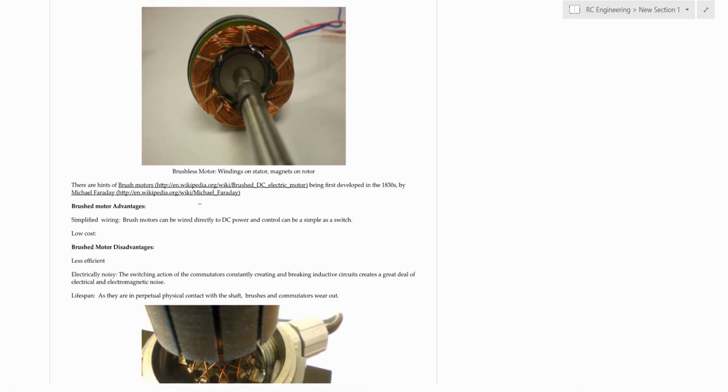Simplified wiring: brushed motors can be wired directly to DC power and controlled by as simple as a switch. What that means is the ESC just has to control how much current goes to the motor, and that controls speed. Generally this happens on an ESC by doing what's called PWM, which is pulse width modulation, which means that it sends full voltage at a certain frequency that will simulate speed of a motor.